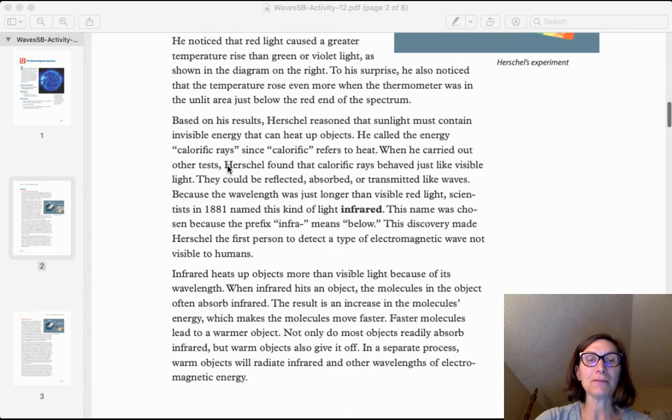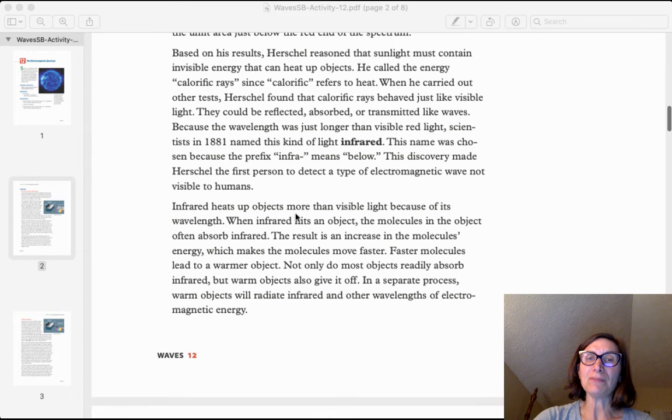That's crazy. Infrared heats up objects more than visible light because of its wavelength. When infrared hits an object, the molecules in the object often absorb infrared. The result is an increase in the molecule's energy, which makes the molecules move faster.